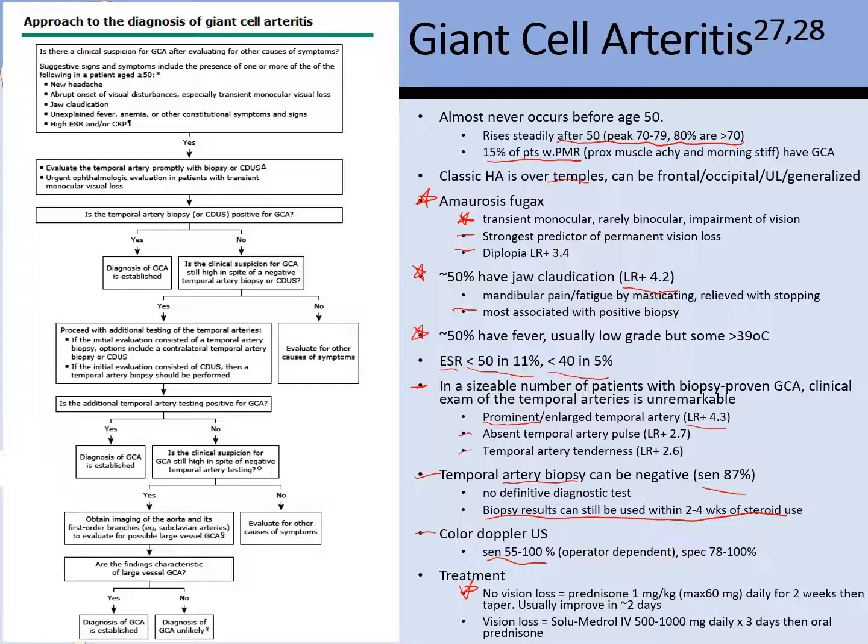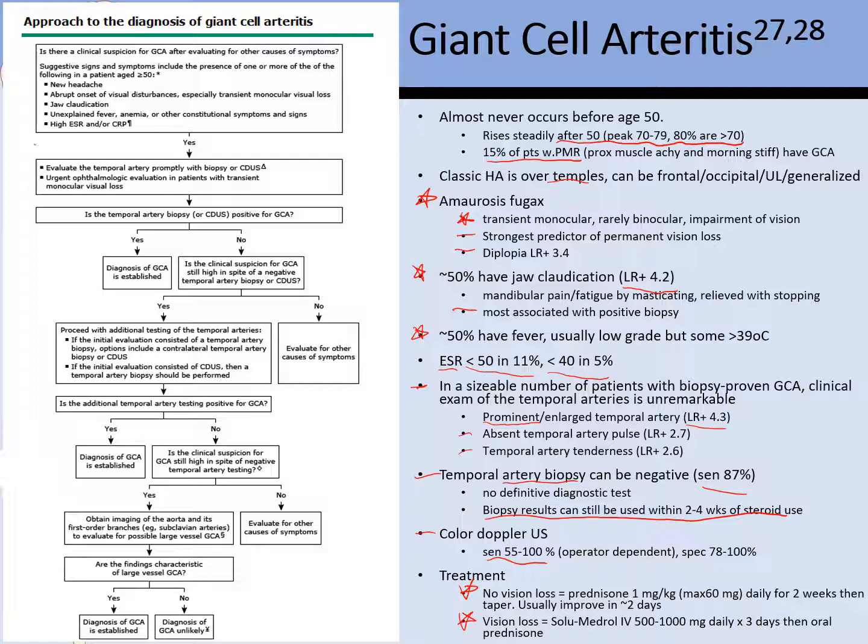However, if there is any vision loss, then the patient should get IV solumedrol for 3 days before initiation of prednisone. This helps reduce vision loss, so should be started early, and tends to cause symptomatic improvement in about 2 days. However, keep side effects and complications of steroids in mind.